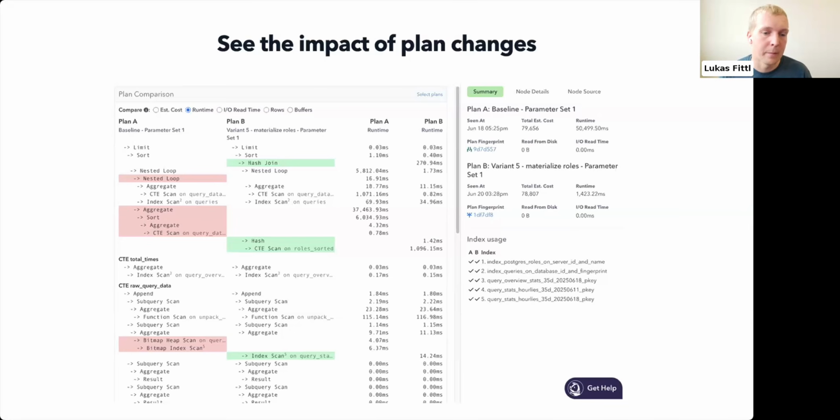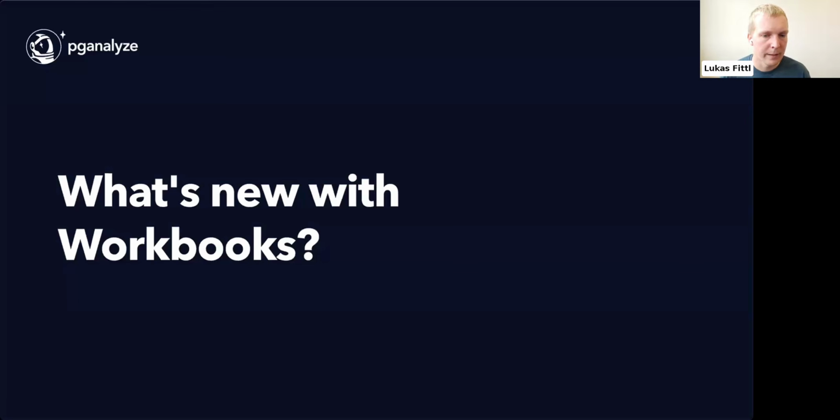So basically, between, in this case, the baseline, we saw a nested loop that switched to a hash join. Those kinds of changes are really what the workbooks help you test. Now, let me just recap what's new with workbooks, and then we'll dive into Advisor.